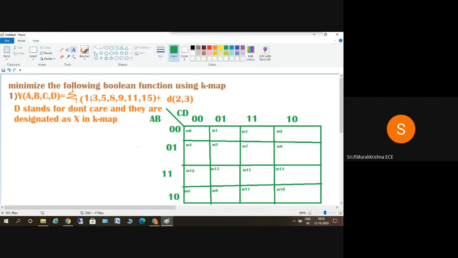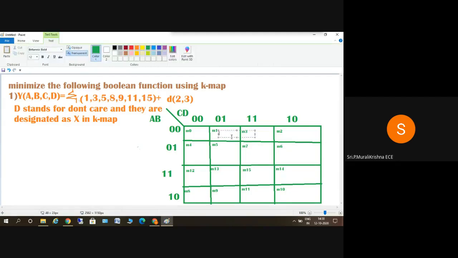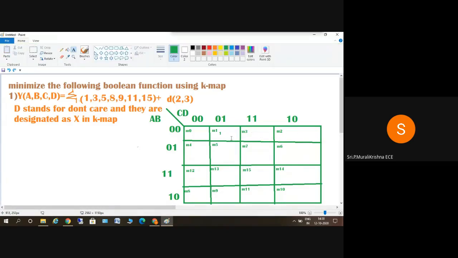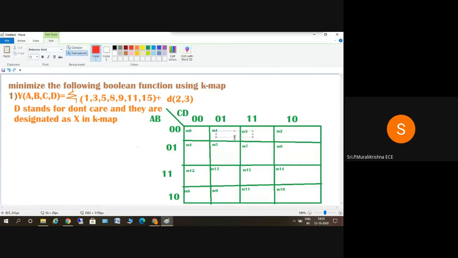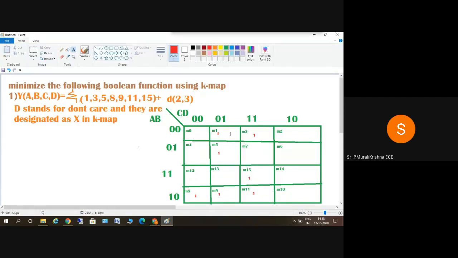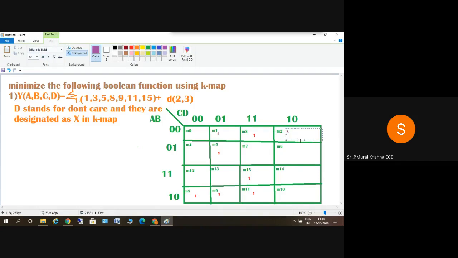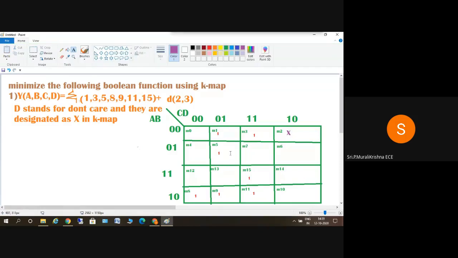So what are the terms I have to put 1 in? 1, 3, 5, 8, 9, 11, 15. So this is 1, this is 1, 1, 3, 5, 8, 9, 11, 15, each is 1. And we have two don't cares. What are the don't cares here? I'll put them as X. Where are they? 2 and 13, sorry. So 2 and 13 are don't cares.